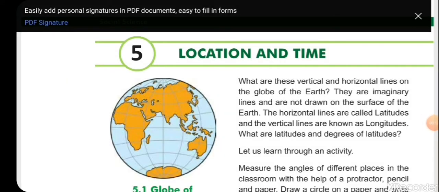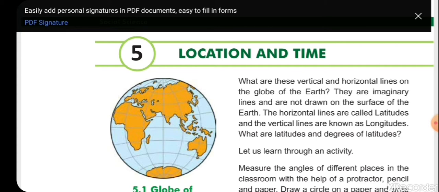What are these vertical and horizontal lines on the globe of the earth? They are imaginary lines and are not drawn on the surface of the earth. The horizontal lines are called latitudes and the vertical lines are known as longitudes. What are latitudes and degrees of latitudes?